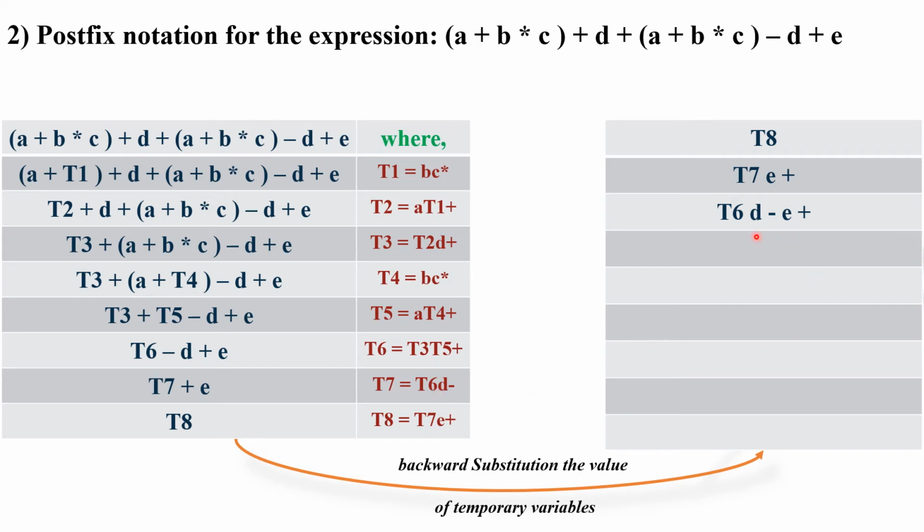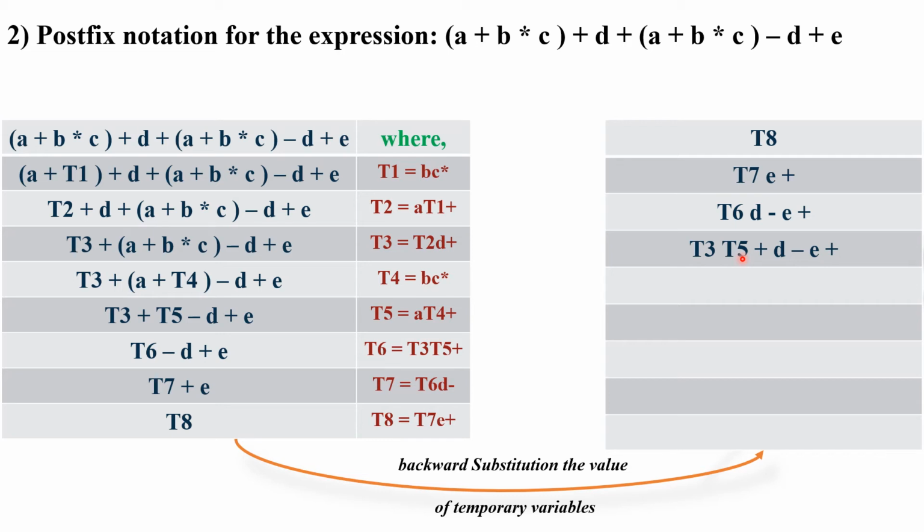Next, what is T6? T6 equal to T3 T5 plus. So instead of only T6, we write T3 T5 plus, and D minus E plus is as it is. Next, as I am going from right to left, I am going to put the value of temporary T5 first. We have to put one temporary value at a time.